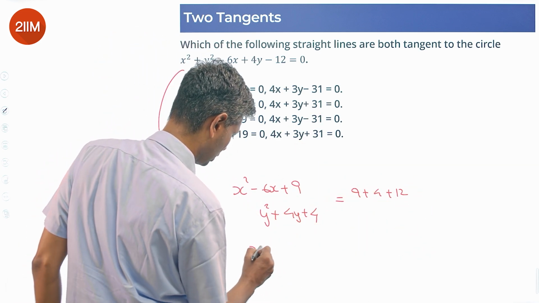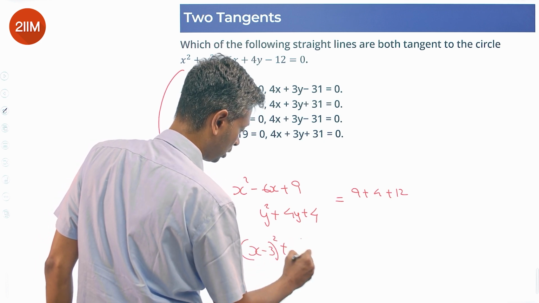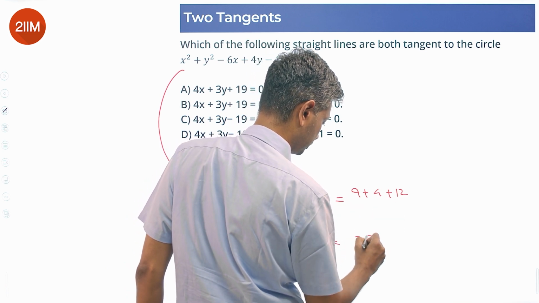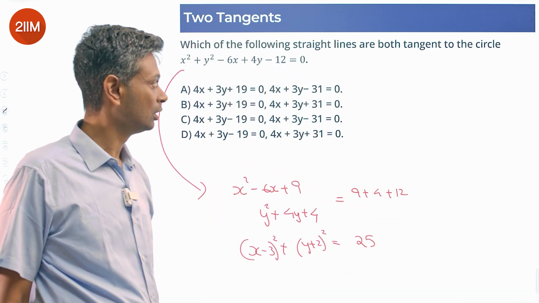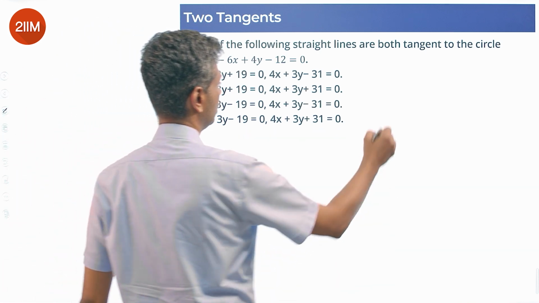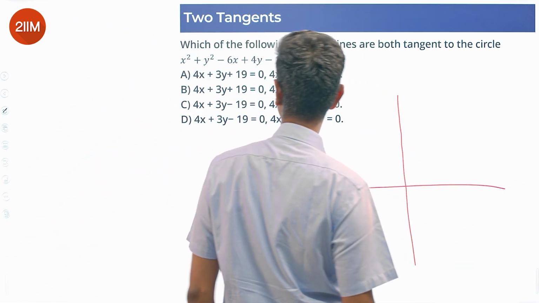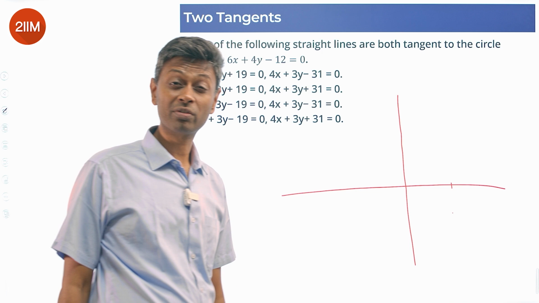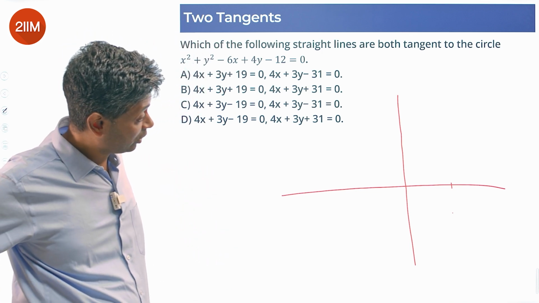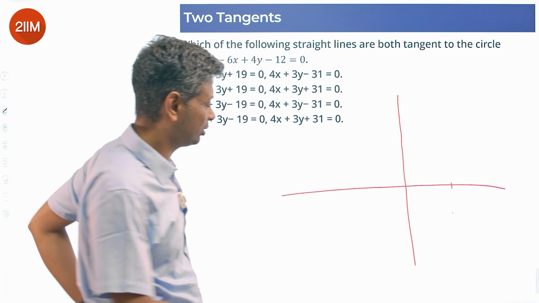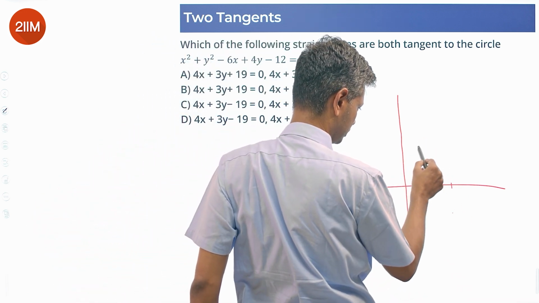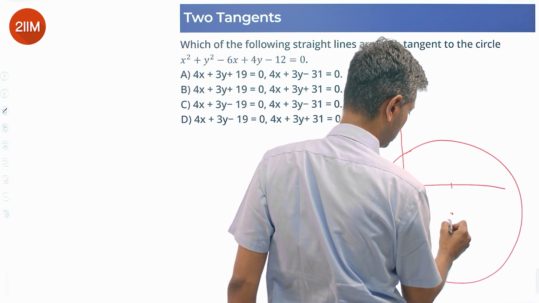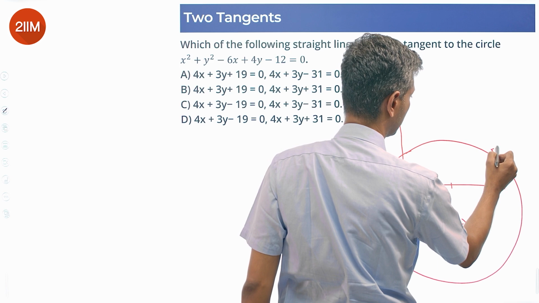Or this is x minus 3 the whole square plus y plus 2 the whole square is 25, which is 5 square. Or think about it, the center is 3 comma minus 2, radius is 5. Square root of 3 square plus 2 square is square root of 13, 3 point something, so this goes out. A circle like this. Center is 3 comma minus 2, radius is 5.